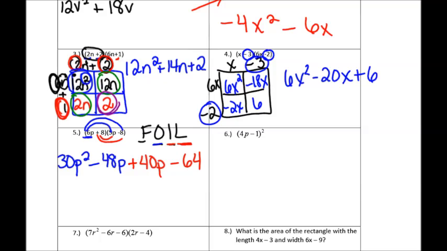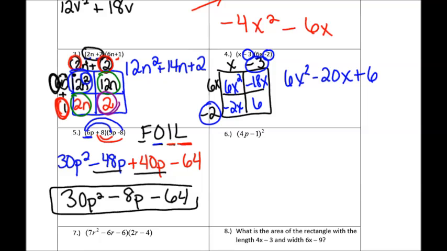From here, just like the steps say in the beginning, combine any like terms. So negative 48p plus 40p gives us, excuse me, a negative 8p in the middle. And then there's nothing else that can be combined for like terms, so I get 30p squared minus 8p minus 64 for the final answer.